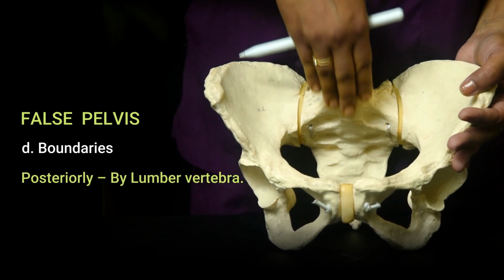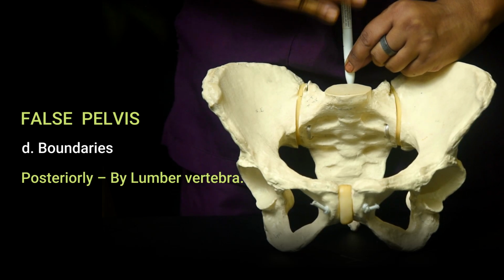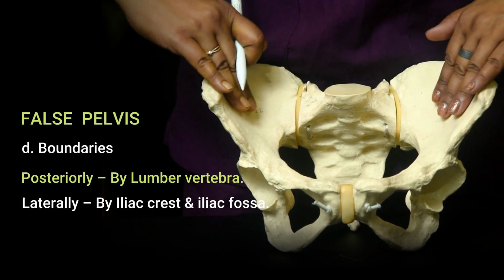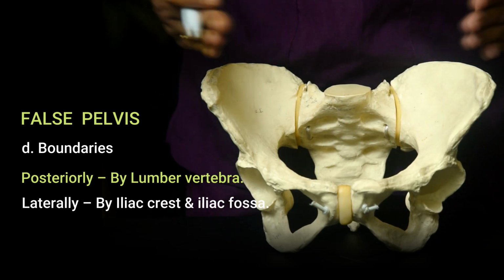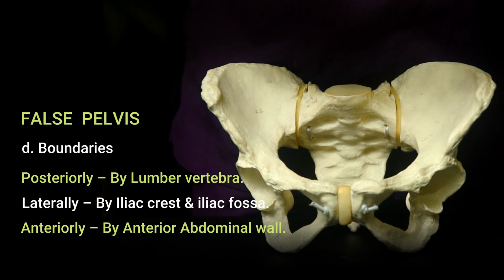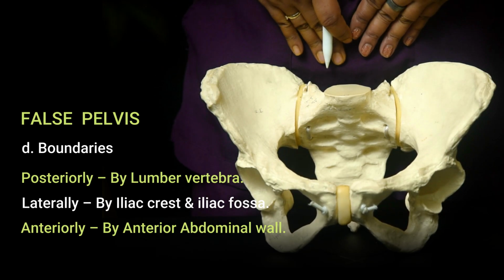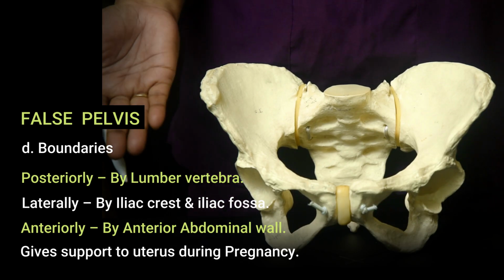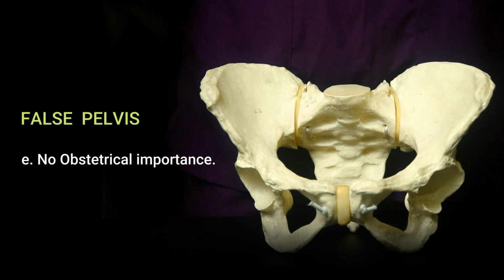The false pelvis has some boundaries. Posteriorly, if you think this is the lumbar vertebra, the false pelvis has the lumbar vertebra. Laterally it has the iliac crest and the iliac fossa. This is the iliac crest and this is the iliac fossa, which is laterally present in the false pelvis, and anteriorly it is bounded by the anterior abdominal wall. It supports the uterus during pregnancy, but it does not have any obstetrical importance. This is all about the false pelvis.